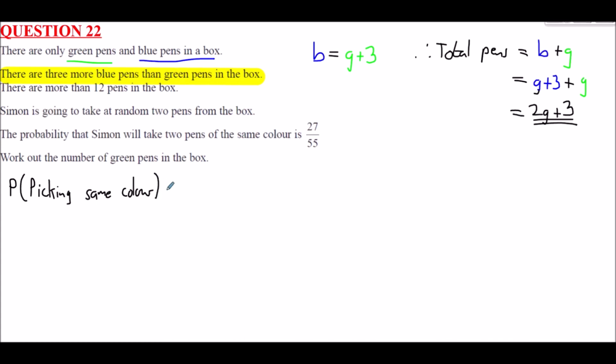Well, there's two ways that can happen. It's a probability of blue then blue. That's one way it could happen. Or, so plus the probability that the first is green, and then the second pick is also green.